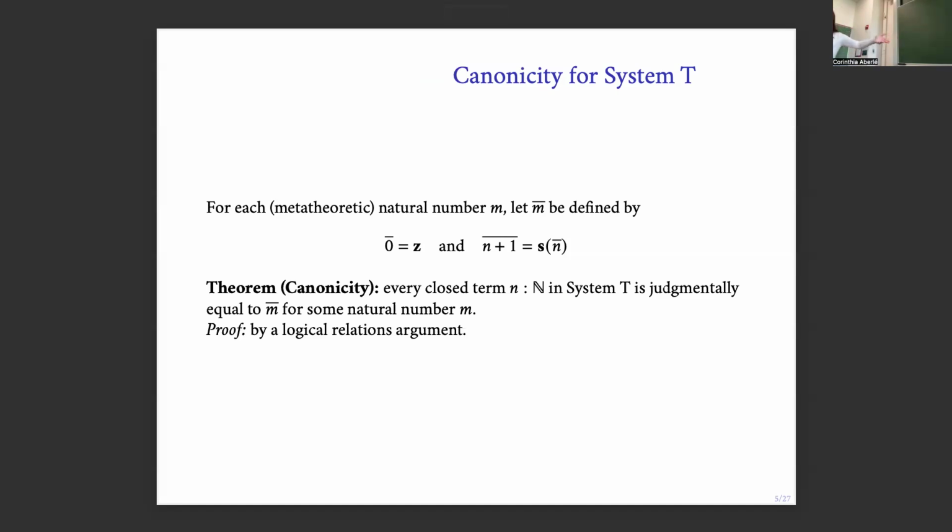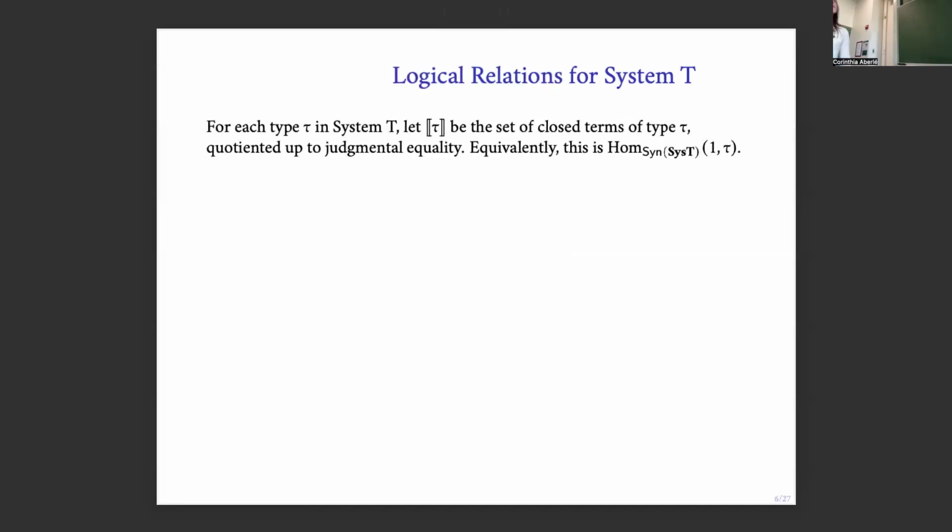And so the proof of this theorem goes by a logical relations argument, which I can sketch for you really quickly. So what we're going to do is we're going to take each type in system T, and we're going to let this Scott bracket tau be the set of closed terms of type tau, quotiented up to judgmental equality. And equivalently, you can think of this as just the points of type tau in the syntactic category of system T. And then for each type tau, we're going to define a predicate on these equivalence classes of closed terms of type tau as follows, by induction on the structure of tau.